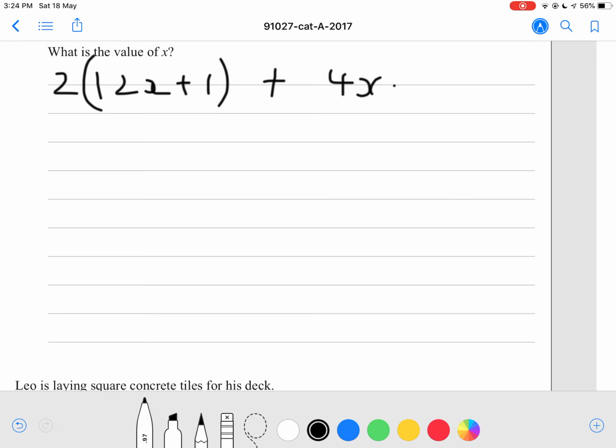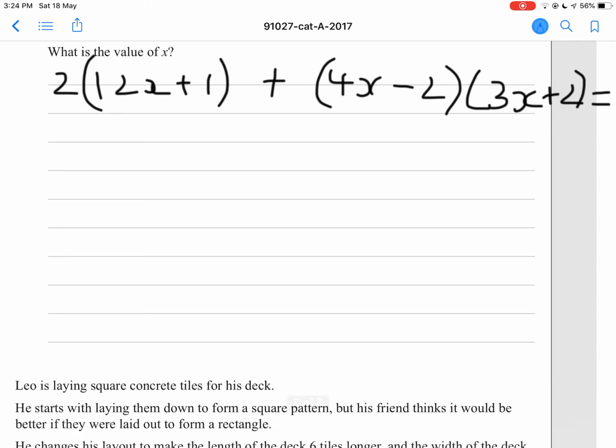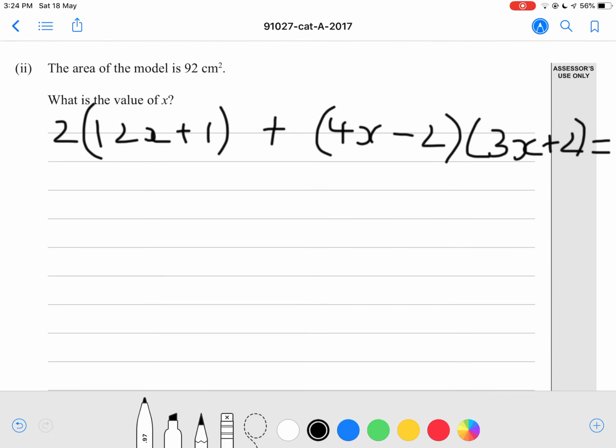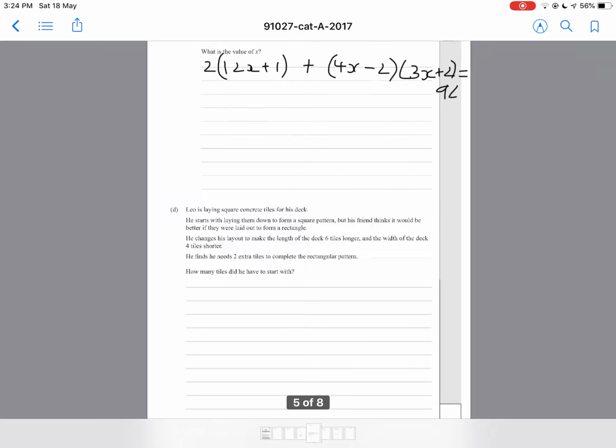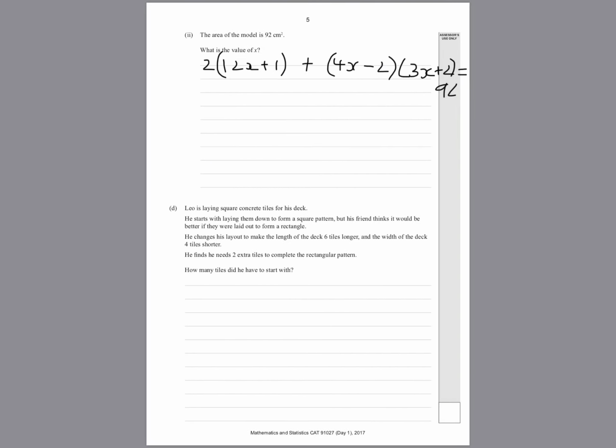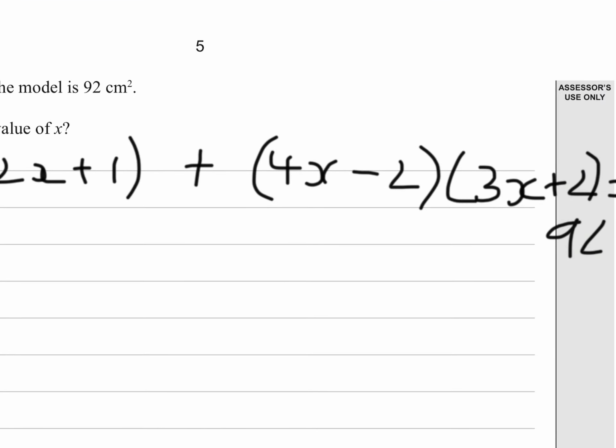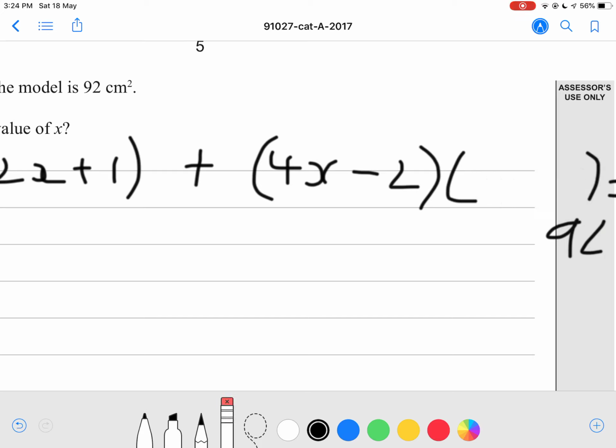So 4x minus 2 multiplied by 2x plus 3, and we know that the entire area equals 92. So equals 92. Just double check. Oh no, it's 2x plus 3, sorry. Before I screwed something up there. It's 2x plus 3.